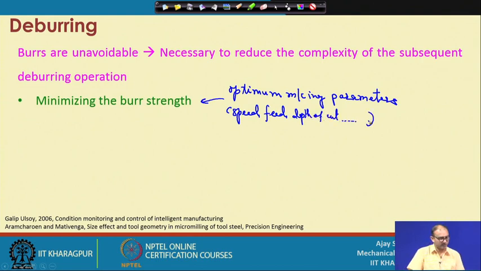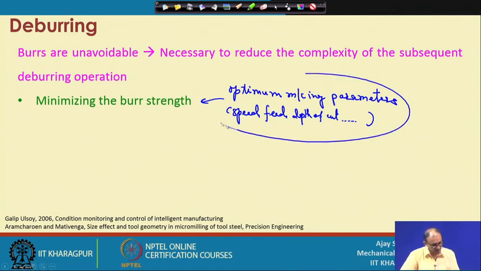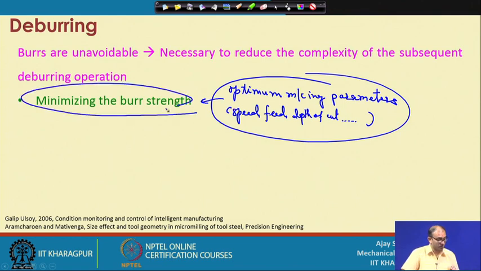There are many auxiliary ones: whether you are using coolant or not, how many flutes the cutter has, whether it is a 2 flute cutter or a 4 flute cutter, and what the machine specification is. Those things also play an important role. But mostly, if you maintain these 3 parameters, you can actually minimize the burr formation.